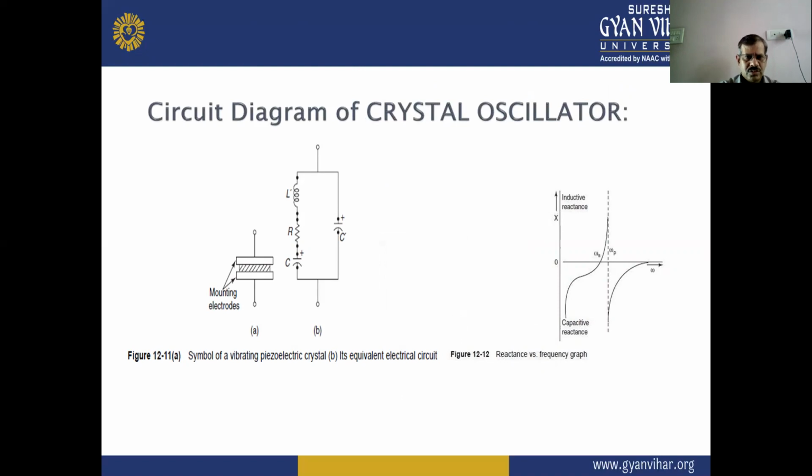Here diagram A is the symbol of a vibrating piezoelectric crystal, with the mounting electrodes. The second is the equivalent electrical circuit of the crystal oscillator, in which three passive components L, R, and C are connected in series, and one capacitor is connected in parallel with it, giving inductive reactance and capacitive reactance also.